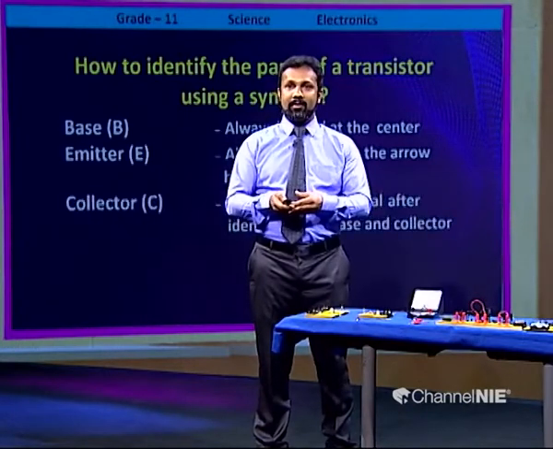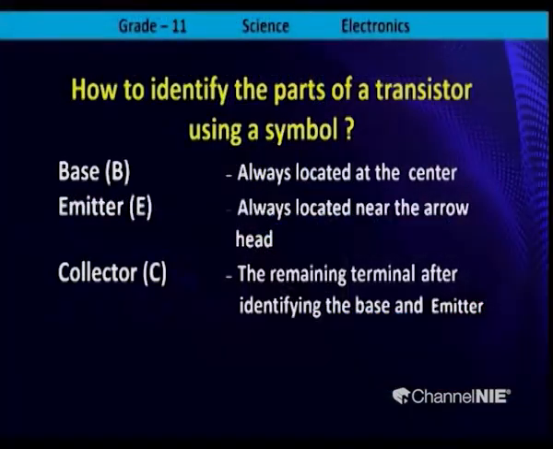Next part is the collector. Do you know how to identify the collector? Yes, it's very easy. Why do I say so, my dear children? Because once we identify the base and emitter, the remaining terminal is the collector. Then the arrowhead is there. You can identify an arrowhead here.